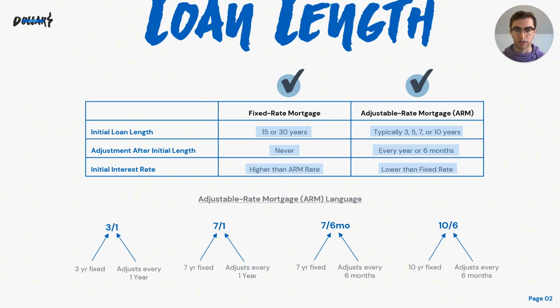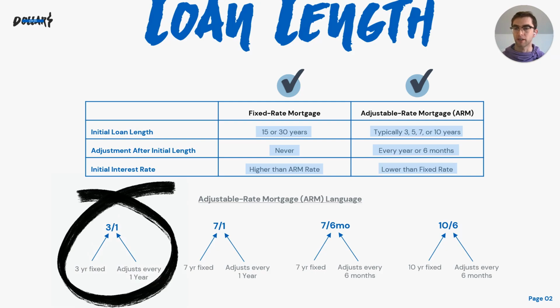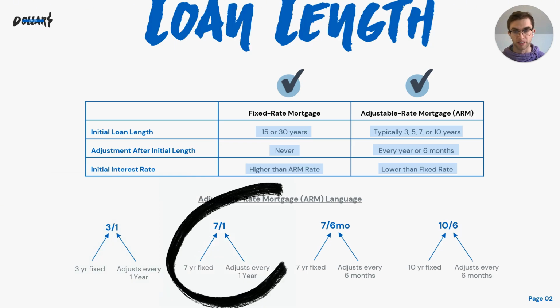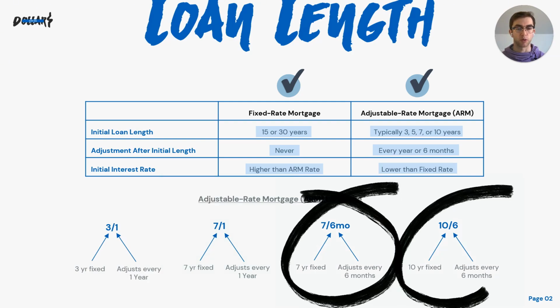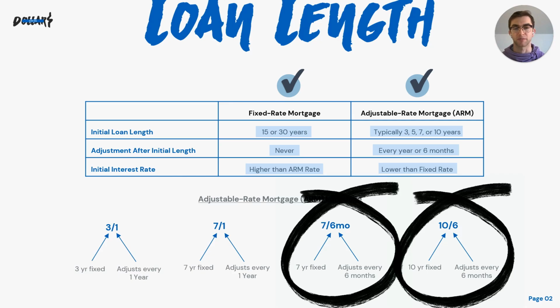The table below here kind of just shows you how you can read the term lengths and adjustment years on adjustable rate mortgages. So on the first one here, you have 3-year fixed for the initial term, and then after the slash, it adjusts every 1 year. The second one is a 7-year fixed, and then again, slash adjusts every 1 year after that. And the next two, you have 7 years and 10, and both of these adjust every 6 months after that initial term.